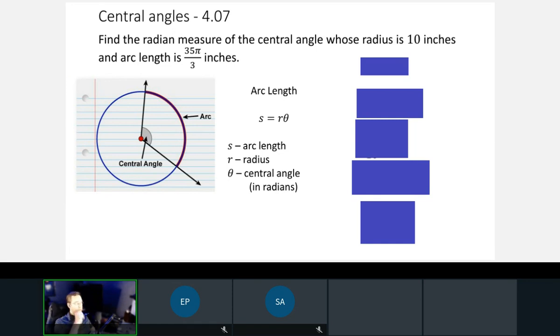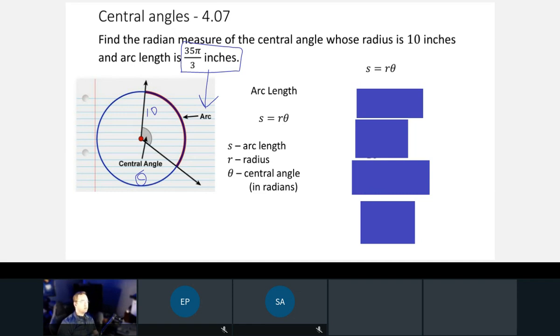And you are given some pieces. So get my pen. The radius is 10 inches. So I'm going to label this 10. So there's 10 inches. And then the arc length. So this value right here is your arc length. And then we want to solve for central angle theta. So we just plug in the stuff that we know into this formula here, and there's your setup.